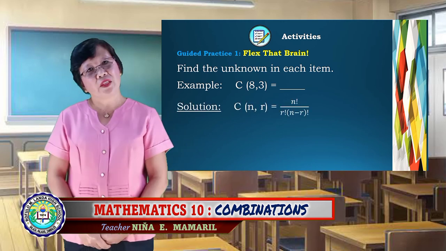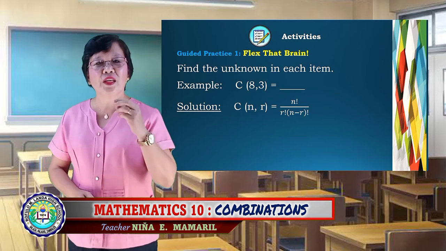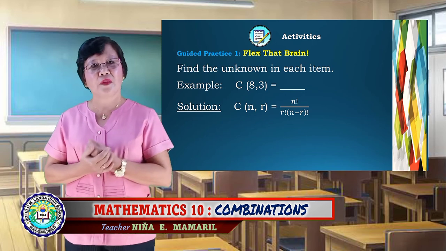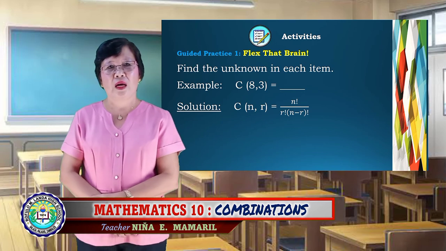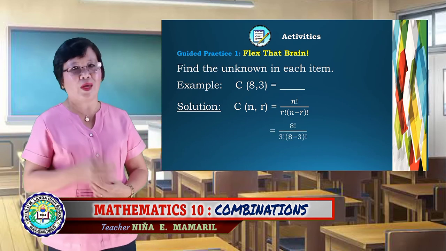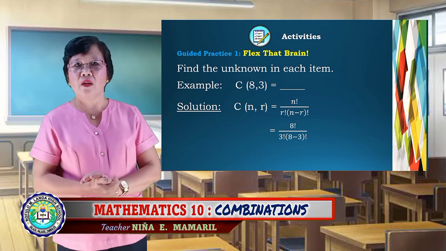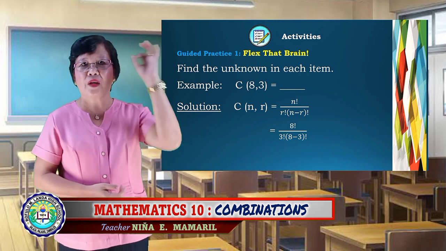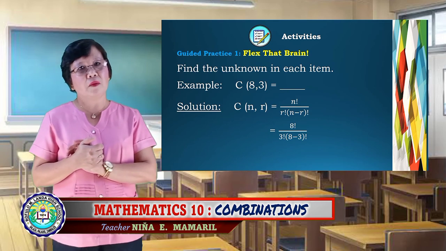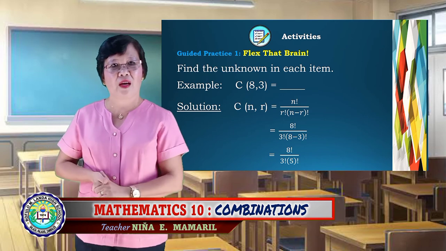So let us have now the solution. Substitute now your given values on your given formula. So this is our formula again that we discussed a while ago. Okay, substitute, let us continue. So we have now n is 8, so we have 8 factorial. And in our given denominator, r is 3, so we have now 3 factorial. And on your given quantity, 8 minus 3 is equal to 5, so we have now 5 factorial.